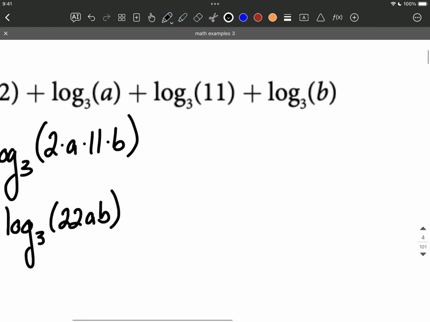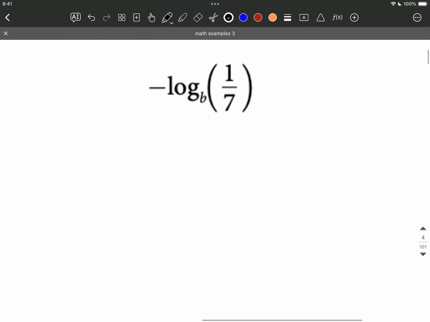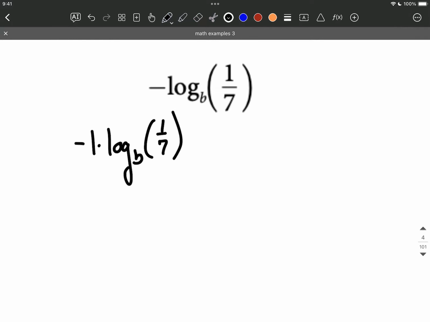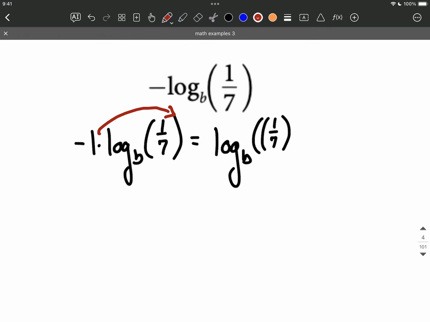All right, last one on this video. What happens if we have a negative out in front? Well, you can think of this as being -1 multiplied by our log base b of 1 over 7. What we can do is we can take that multiple that's not a positive one, move it up to the exponent first. So what that would look like would be log base b of 1/7, all raised to the -1st power.